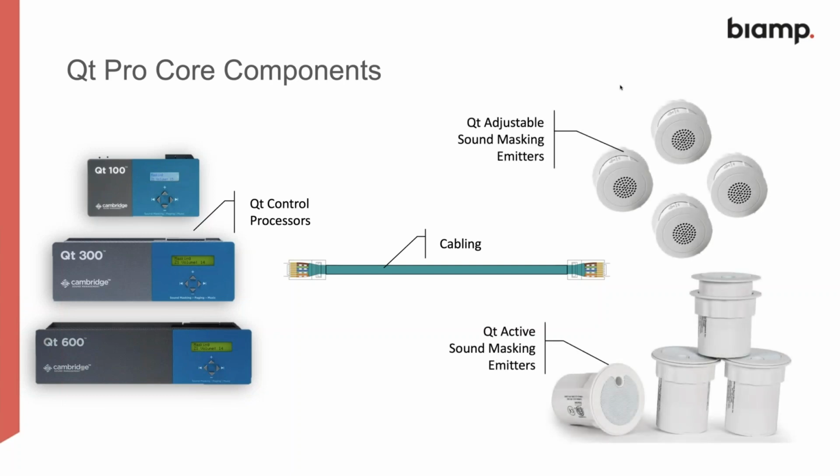We have 2 types of emitters. We have the passive emitters up on the top there, and the active sound masking emitters on the bottom of the stack there. And these are very small in terms of the way they're presented. In fact, they look rather like small loudspeakers, which is what they are. We call them emitters, but that's exactly what they do, in fact.